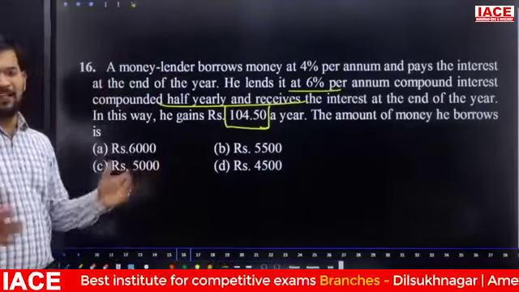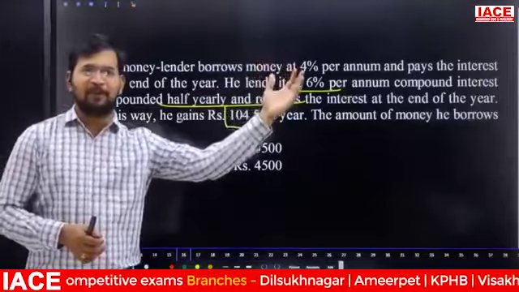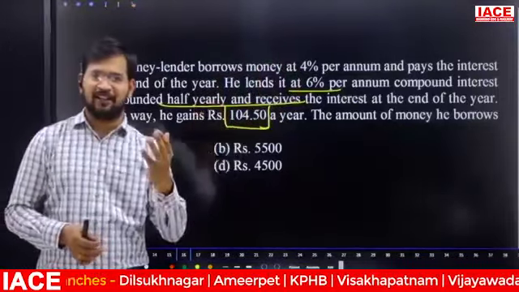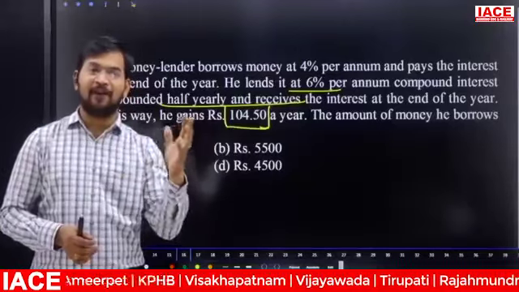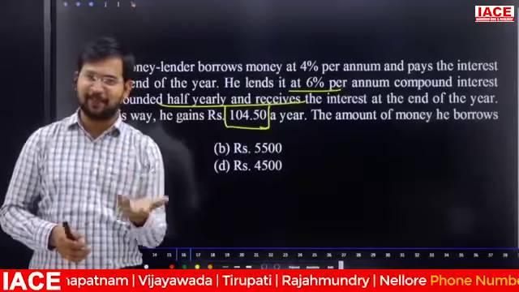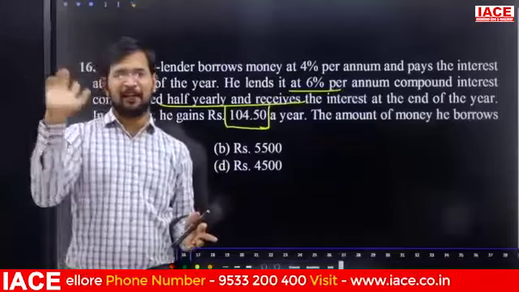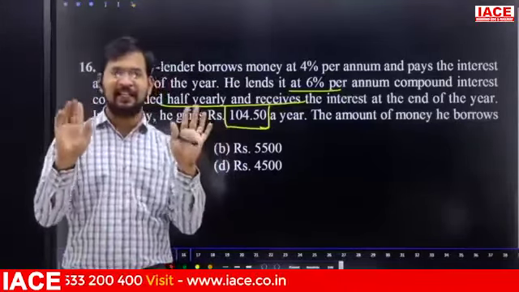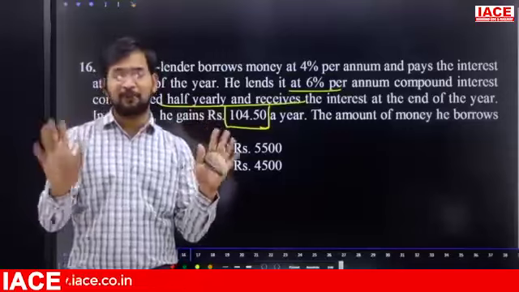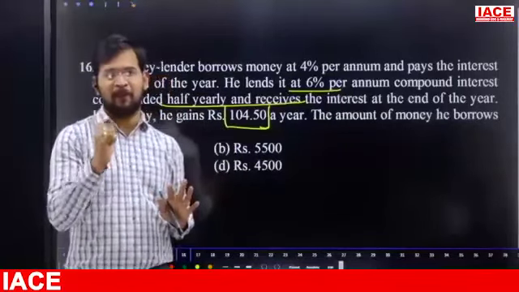So here, he borrowed at compound interest annually for 1 year. Compounded annually for 1 year is nothing but simple interest itself. So he lent that money half yearly at 6% per annum. In this way, he is getting 104.50 rupees profit. Then how much did he borrow?